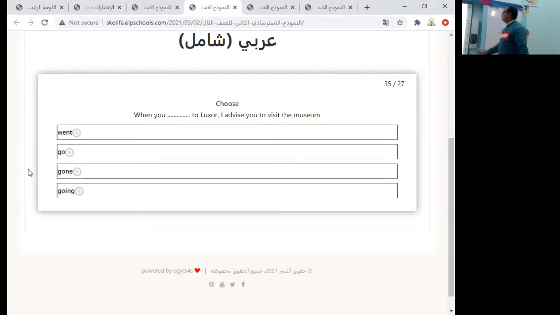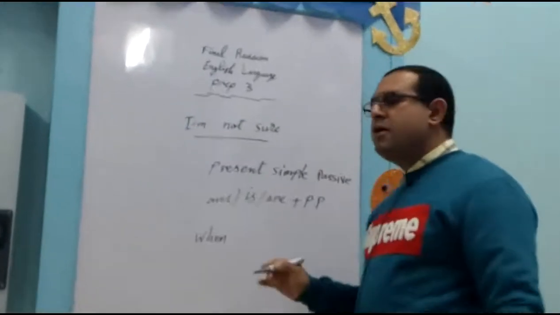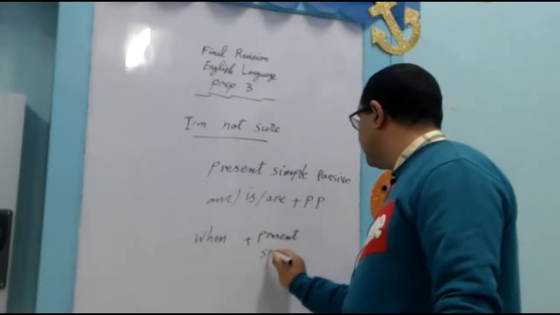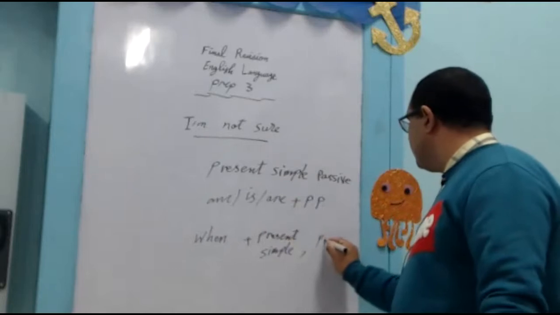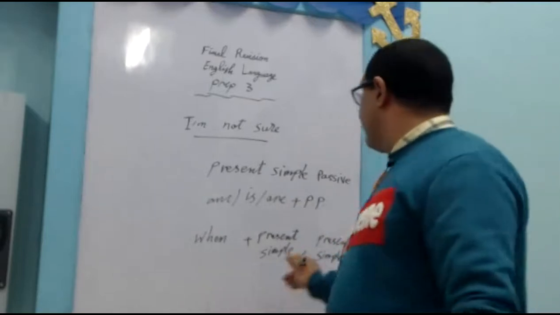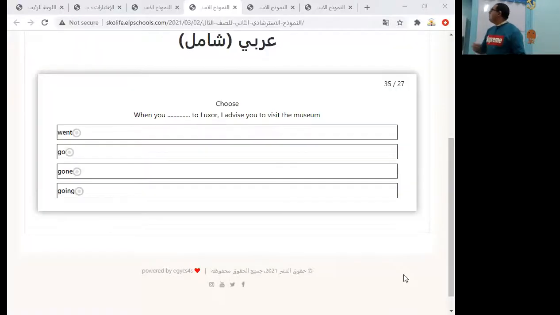Okay. When you ___ to Luxor, I advise you to visit the museum. Take care, please. I have the conjunction word here, when. The conjunction words are words that connect two or more sentences. When sometimes uses two tenses. The first one is present simple. The second one also present simple. I can use this rule when the two sentences or two tenses happen at the same time in present or in future. So here, when you went or go or gone or going to Luxor, I advise you to visit the museum. So the answer here, when you go to Luxor, the second one.